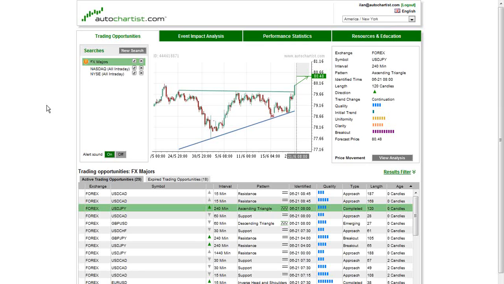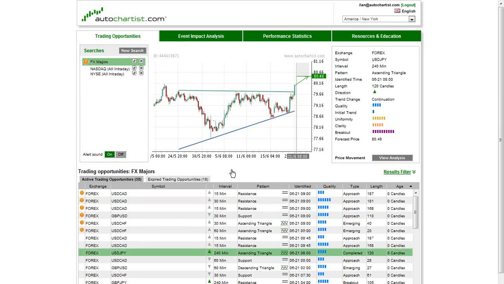At Autochartist we have a very simple saying: a picture's worth 1,000 words. We're looking at an example over here of an opportunity on the forex market for the US dollar against the Japanese yen. It doesn't take a rocket scientist to figure out what Autochartist is trying to say to you here, right? Autochartist is saying that the Japanese yen against the US dollar has broken through a major resistance level at just under 80, and it forecasts the price to go to 80.48.